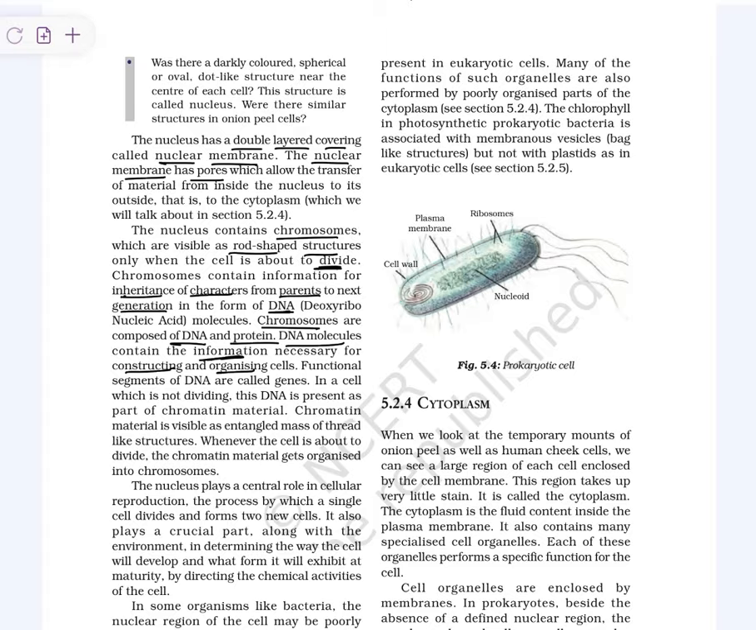Now these DNA contain some specific fragments which are functional and those are called as genes. These are the hereditary units.